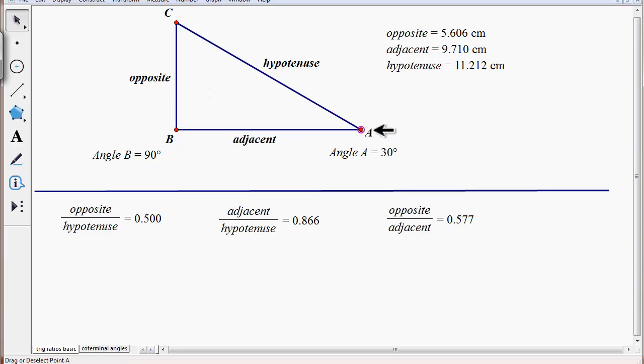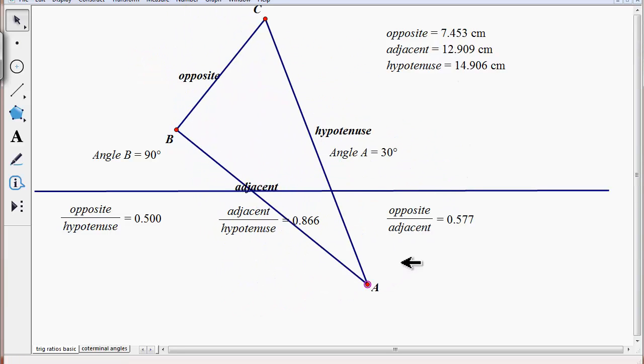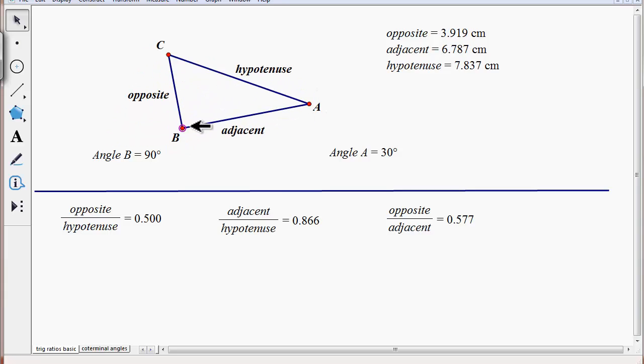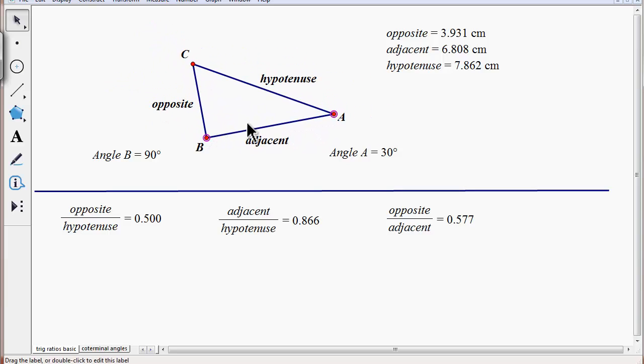And so when I drag, this program calculates how long these sides are, and I can move it in various ways. I can say, oh, I just want to move this all around.